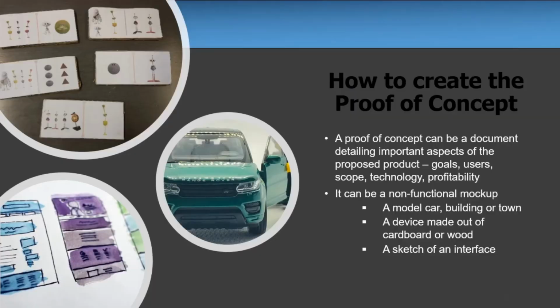So creating a proof of concept means that you're creating something that can be shown to other people that will tell them or convey to them your idea. And there's many different ways in which you can create the proof of concept. It can be a simple document that tells some important details about your proposed product. So it might explain what the goals of your product are, what problem it will solve, why people should use it, who should use it, so who could be the users of the product, and also the scope of the product is important.